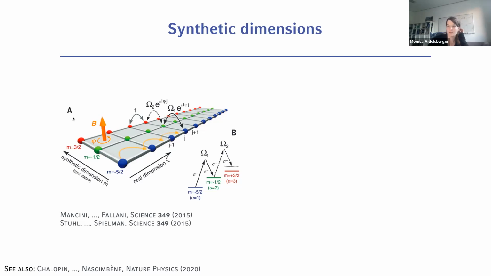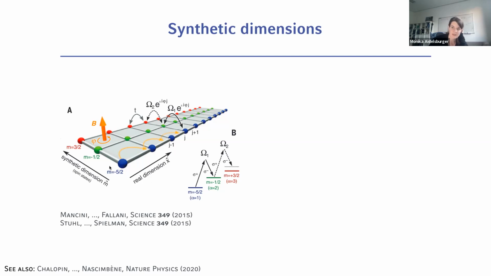And again, you can imprint complex phases or complex hoppings, in particular along the synthetic dimension, because as you know, if you introduce laser couplings between internal states, you have a Rabi coupling, which inherently is complex. So the phase factor of your laser beam will appear in the Rabi coupling frequency. This allows you to engineer something like a synthetic Hofstadter model, as shown here in this little cartoon.